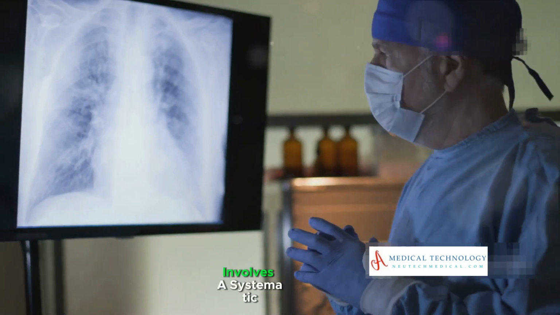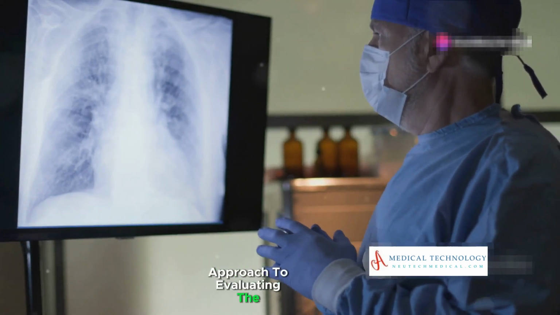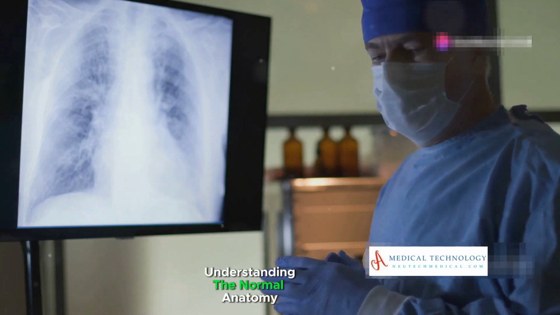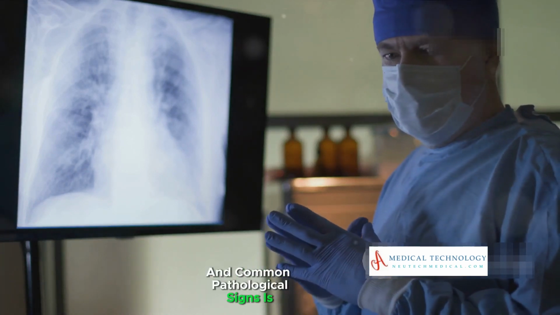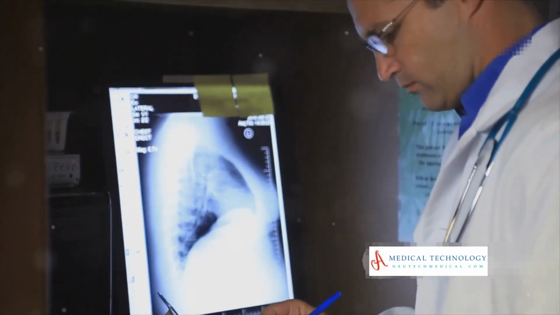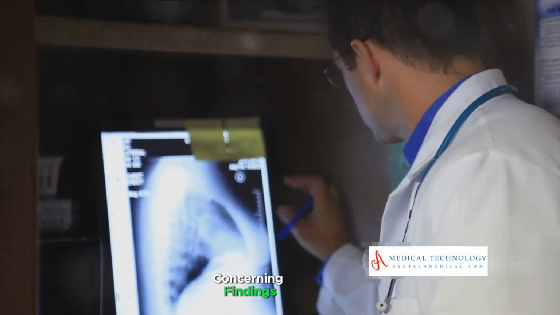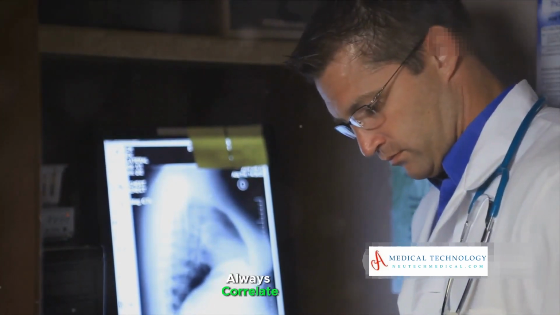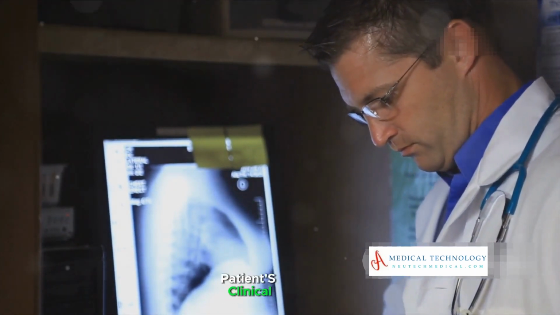Interpreting a chest X-ray involves a systematic approach to evaluating the anatomical structures and identifying any abnormalities. Understanding the normal anatomy and common pathological signs is crucial for accurate diagnosis. For any ambiguous or concerning findings, further imaging or consultation with a specialist may be necessary. Always correlate radiological findings with the patient's clinical presentation.